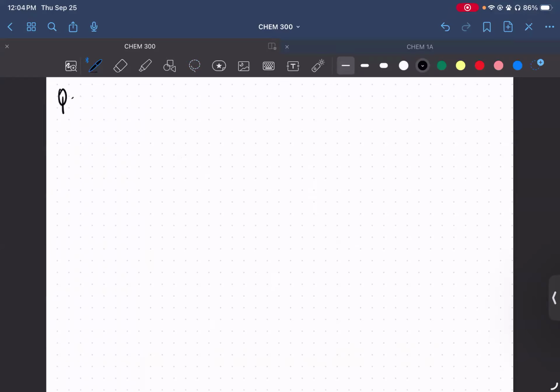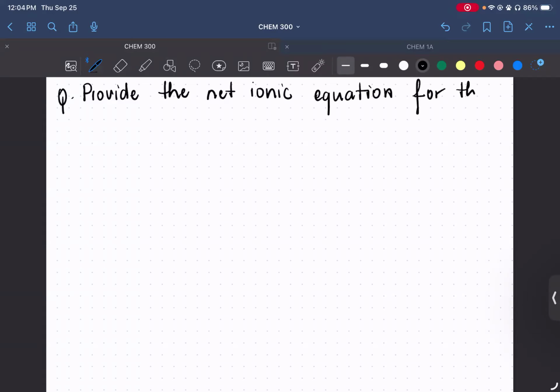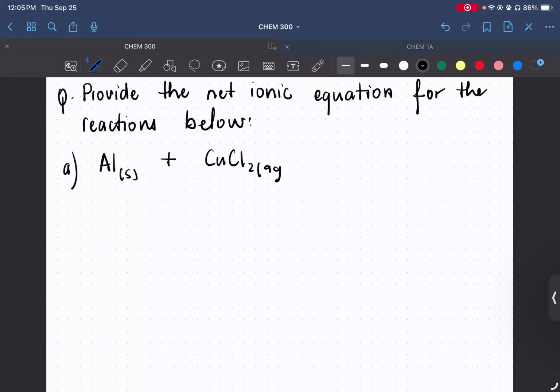Here's a question. Provide the net ionic equation for the reactions below. Very first one is aluminum added to copper chloride. And that's what the question would look like.